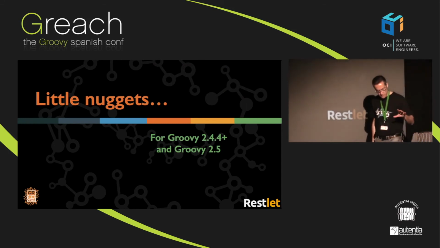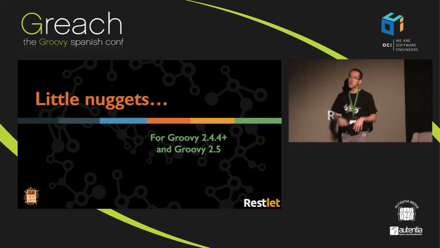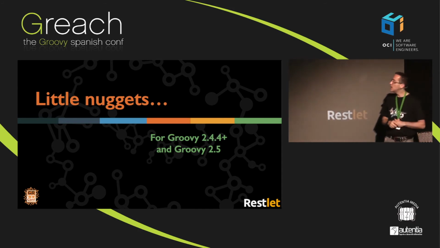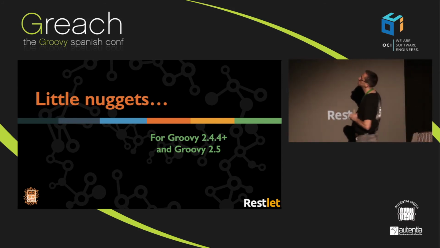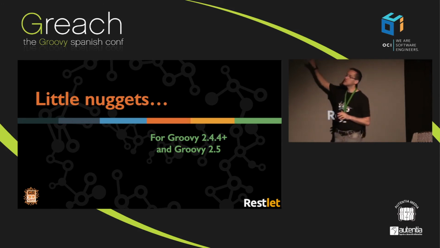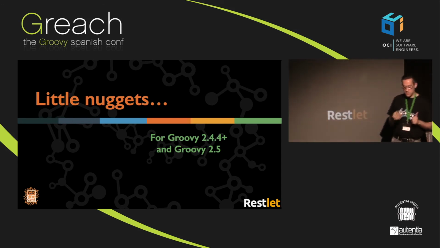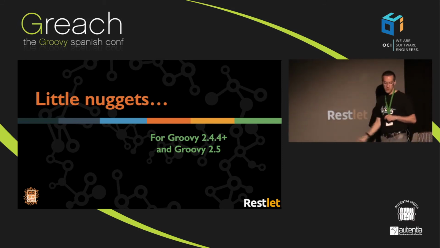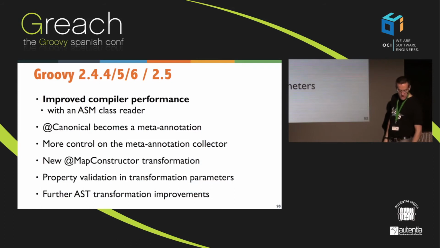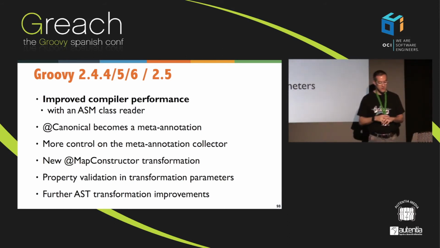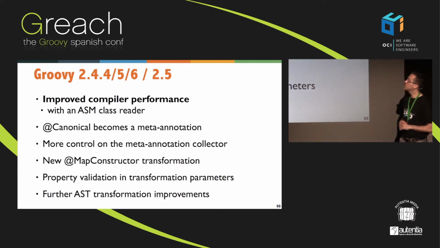Okay, we covered 2.4, but since then, although we are not yet at 2.5, we're thinking about releasing a first beta of Groovy 2.5. I'd like to highlight some of the features, little nuggets which were released since around Groovy 2.4.4, so 2.4.5, 2.4.6, and what's also coming in 2.5. There was some work on the performance of the compiler with a new ASM class reader instead of relying on class loading and its side effects. So it's a nice performance improvement for the compiler.